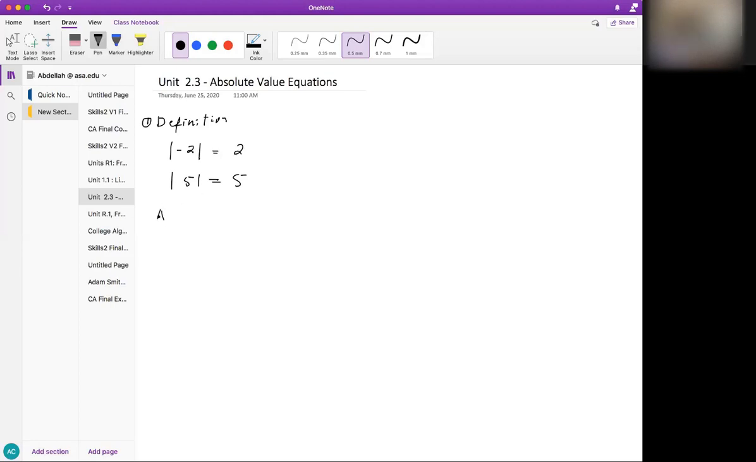Okay? So the absolute value of something could be positive or sometimes 0. For example, the absolute value of 3 minus 3 is 0. But the absolute value can never be negative. It's always positive. It cannot be negative. Okay, so that's important. We need to keep that in mind. That's going to help us throughout these absolute value equations.